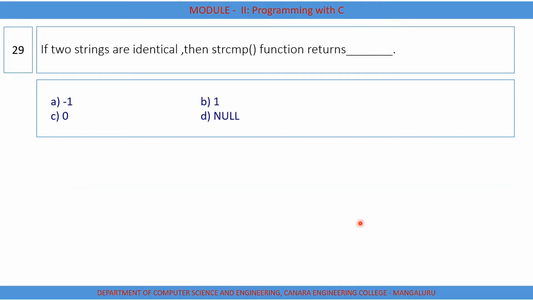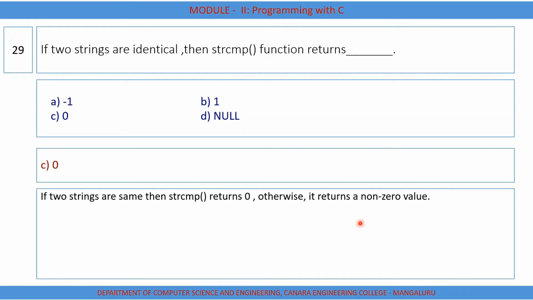If two strings are identical, what will the string compare function return? Option A -1, option B 1, option C 0, option D null. The string compare function is used to find out whether two strings are identical or not. It takes two strings as input and compares both. If both strings are the same, the string compare function will return 0. If 0 is returned, it means both strings are identical. So option C, 0, is the right option.